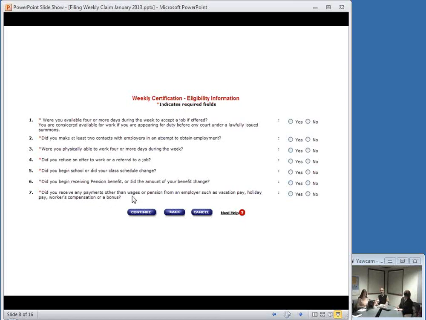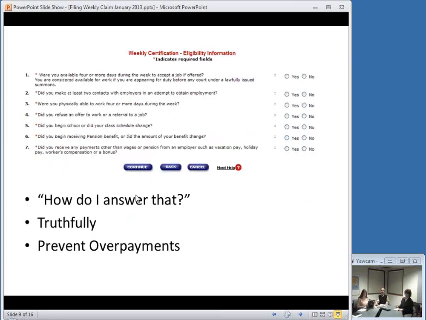And did you receive any payment other than wages or pension? Any vacation pay, holiday pay, workers' compensation, or a bonus? Claimants ask claim specialists frequently, how am I supposed to answer these questions?